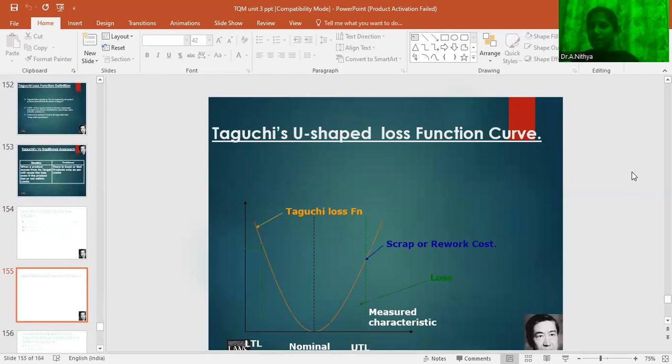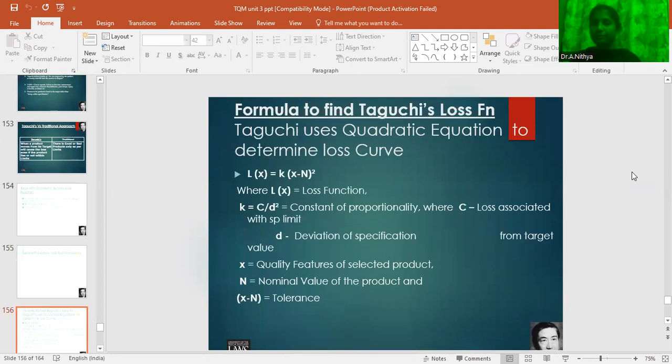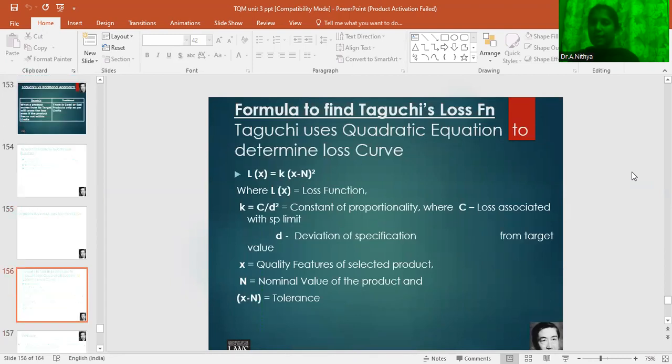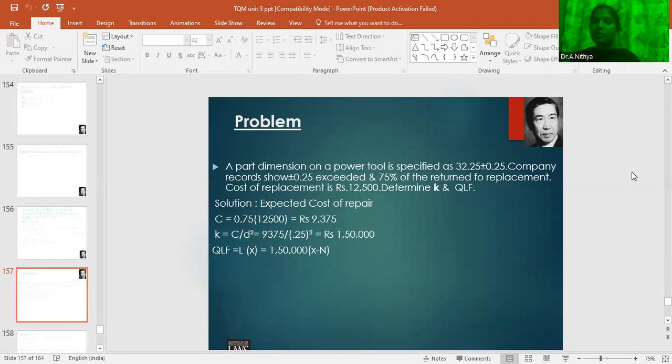So this is the U-shaped loss function curve of Taguchi. So this yellow curve shows Taguchi loss function and scrap or rework cost. To calculate this loss function, we have this formula. L(x) is equal to k(x minus m) squared. So here is the problem we have solved and found out the quality loss function.